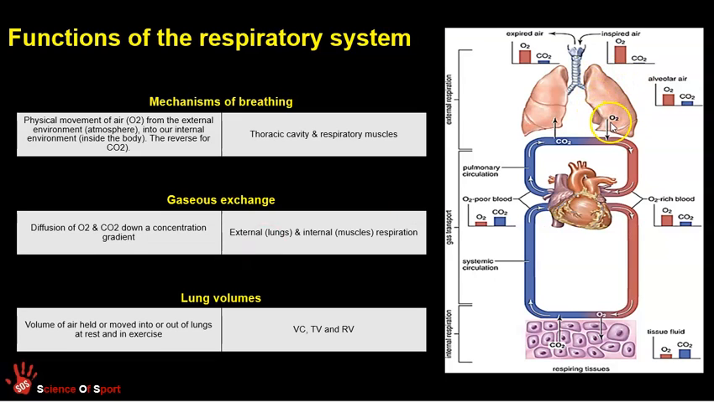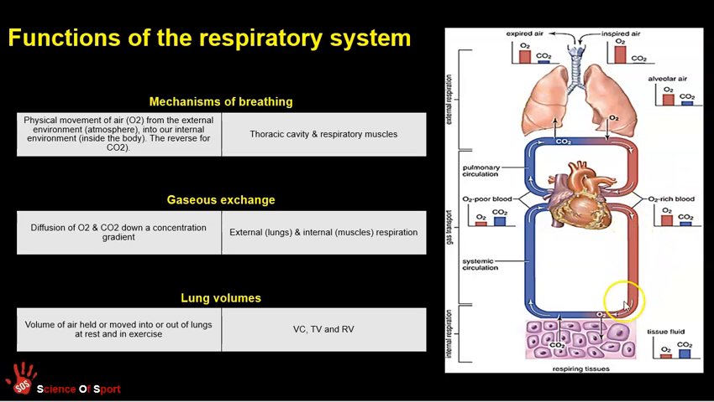Then we have to look at gaseous exchange. So we've got air with oxygen in it into our lungs, into our alveoli. How do we get it from our alveoli into our blood to be able to be taken to the muscles? Gas exchange. So we diffuse oxygen and it gets to the muscles. That's called external respiration, the diffusion that happens at our lungs. Oxygen in, CO2 out.